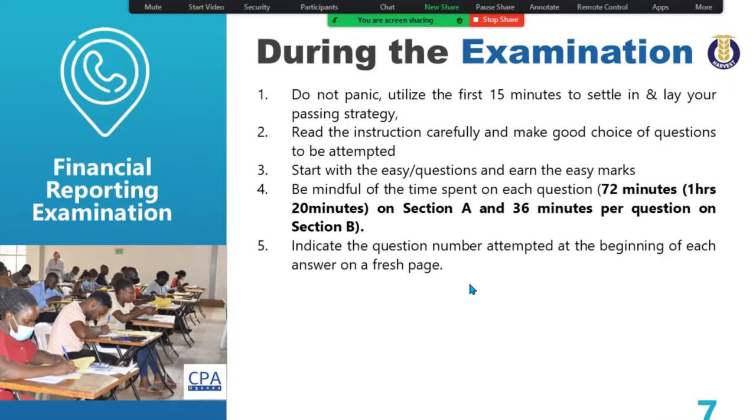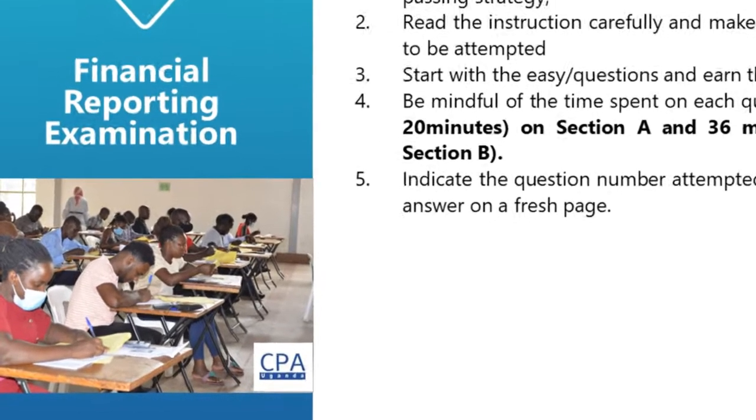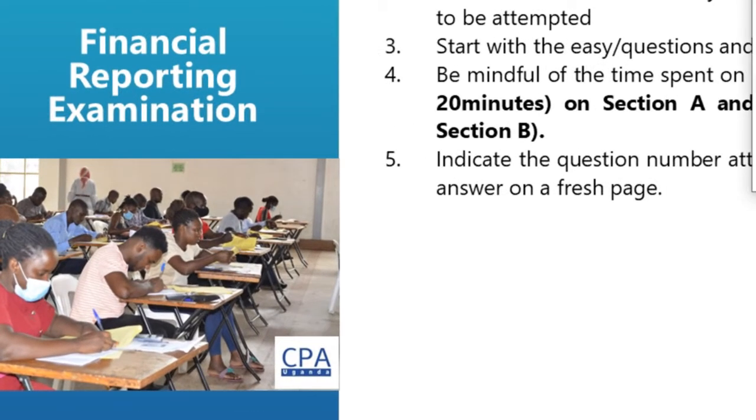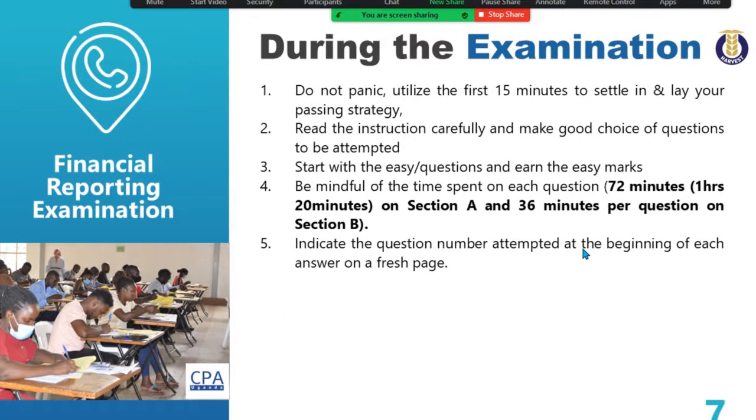Then of course, indicate the question number attempted at the beginning of each answer on a fresh page. Okay, this one the examiner has been talking about it. You don't want to fail to indicate the question number attempted. Why wouldn't you want to tell us? Tell us, are you attempting question 2? It is question 1. It is question 4. No one will tell. It's you to tell us. So you must indicate the question number attempted at the beginning of each answer on a fresh page.